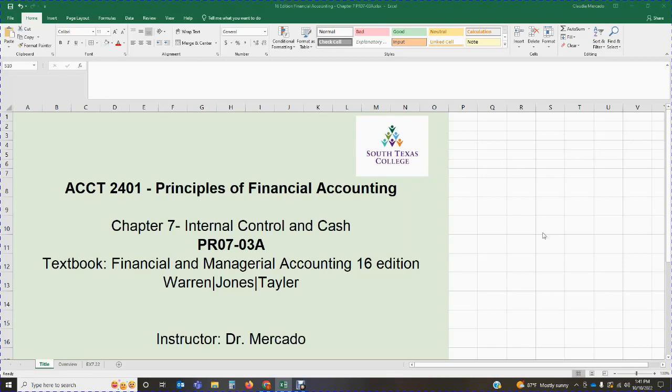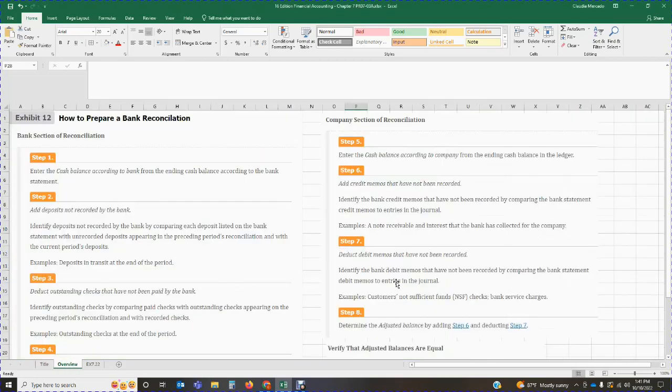Very important to please read the chapter before you attempt any of your problems. There are a lot of very important resources, such as the different steps on how to prepare a bank reconciliation. Your book does a wonderful job explaining step by step what needs to happen, both in the bank section as well as the company section. So there are several steps that we need to follow. Let's quickly go over these steps, just like an overview, and then we'll get to the problem.